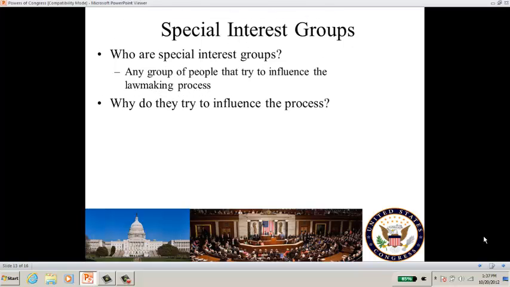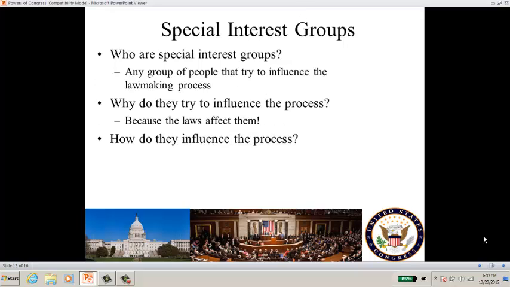Now, why would a special interest group try to influence the process? Well, this is pretty obvious. Laws affect them. They want to make a law that's going to benefit their group or the issue that they directly care about. That's just common sense. Now, how they influence the process, though, is where it gets controversial. This is what makes special interest groups, in some people's eyes, a problem.